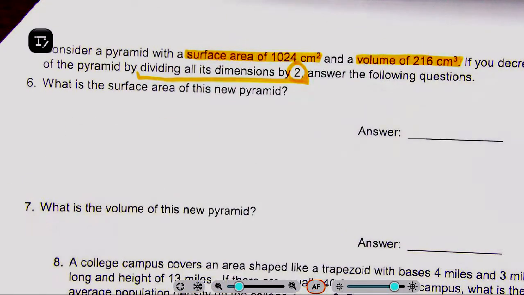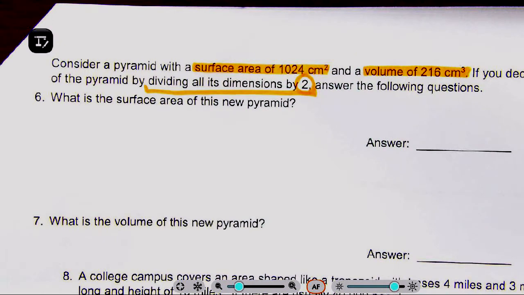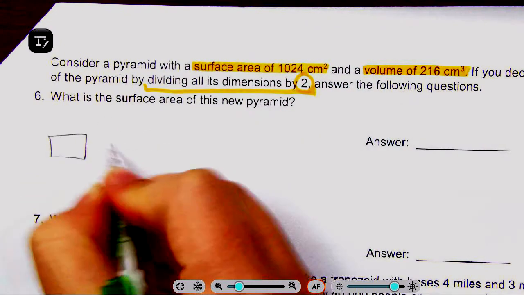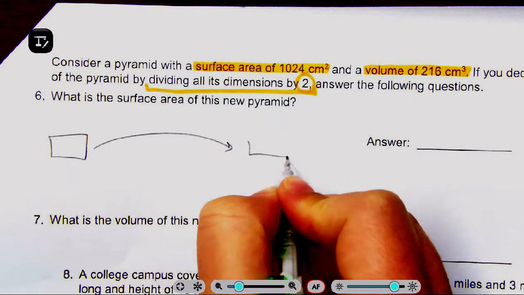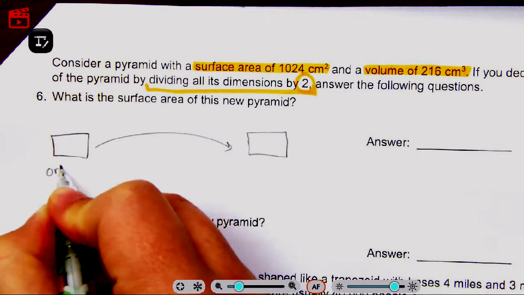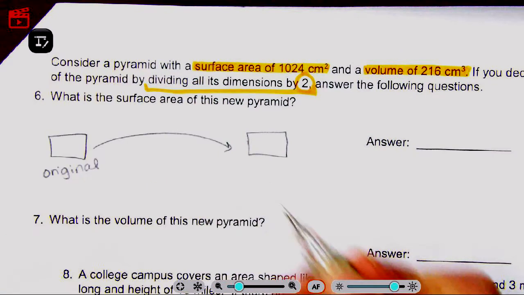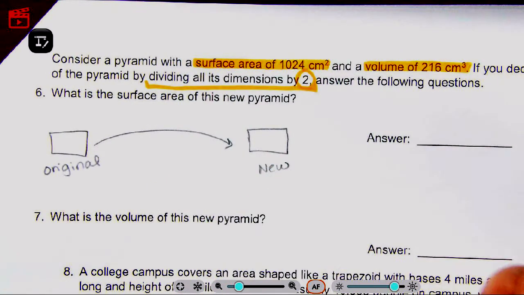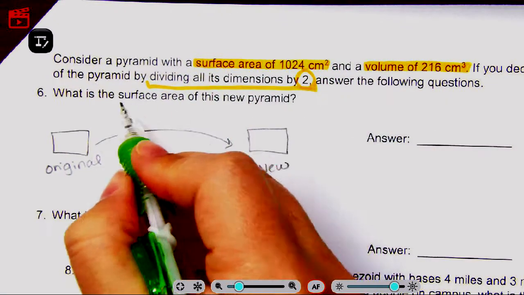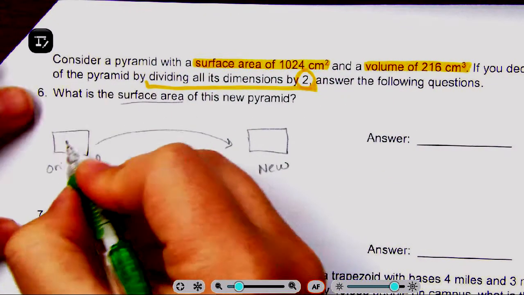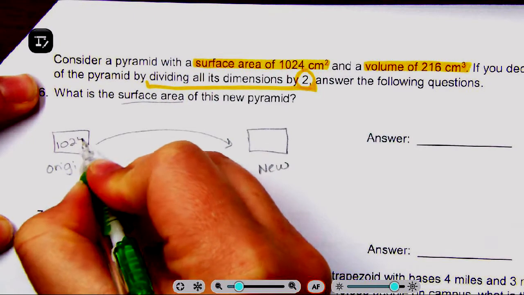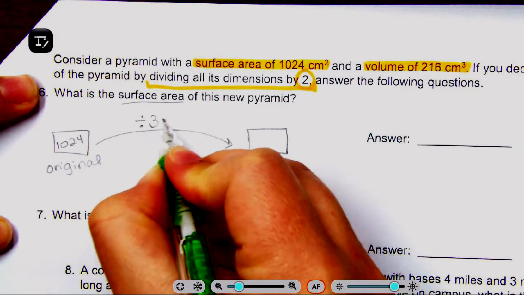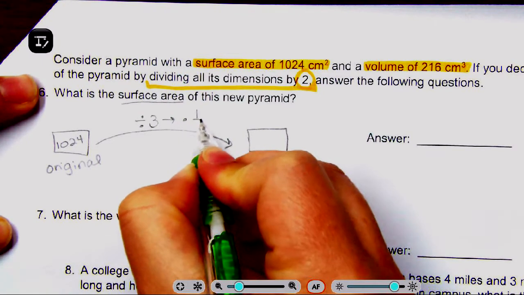So the way I like to set up this scale factor problem is I do a little box here, something happens, and then we have another box. This is your original or your old figure. This is your new after something happened to all dimensions. So since this one's asking for surface area, let's do surface area. My original surface area was 1024. What happened? All of the dimensions were divided by 3. That means I get to multiply by 1/3.